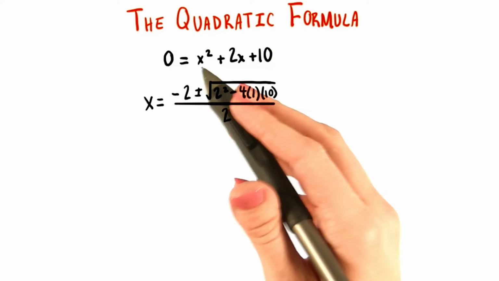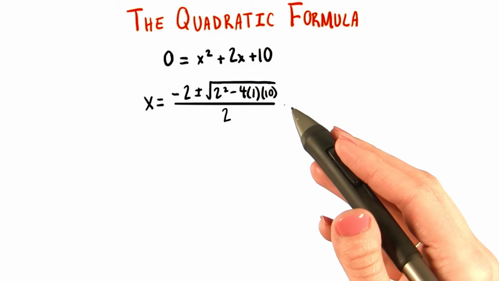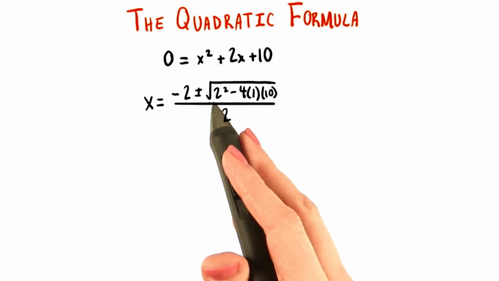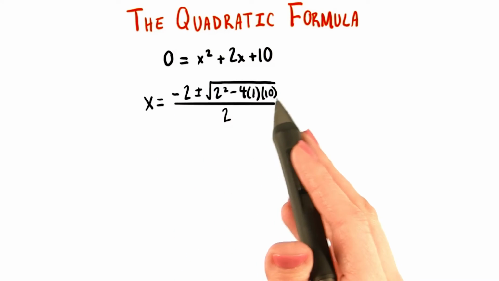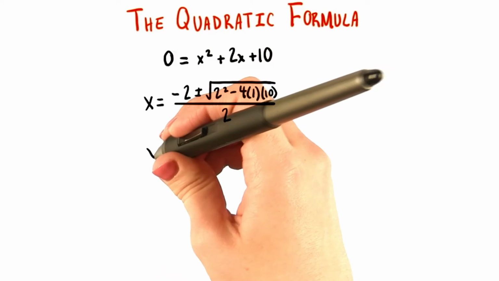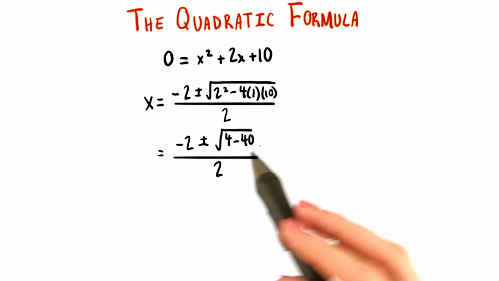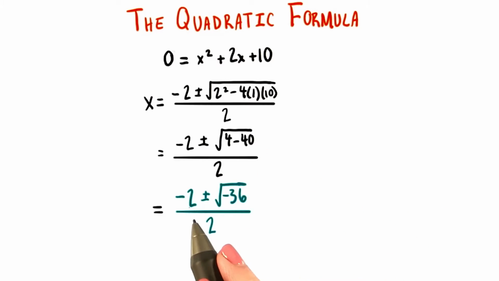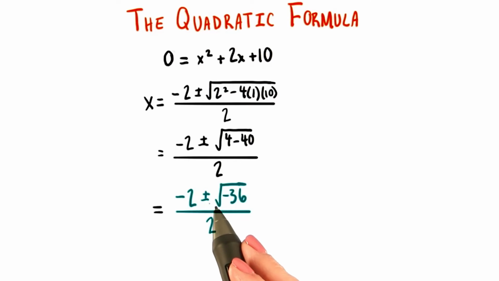Plugging the proper coefficients in to the proper spots in the quadratic formula gives us x equals -2 plus or minus the square root of 2 squared minus 4 times 1 times 10, all over 2. Let's simplify. Well, this is getting pretty interesting. Look at what I have underneath my square root sign. We end up with -2 plus or minus the square root of -36 over 2.